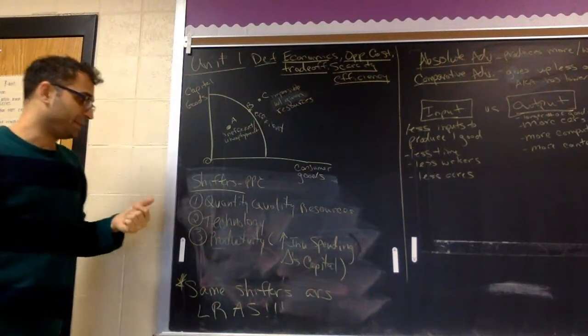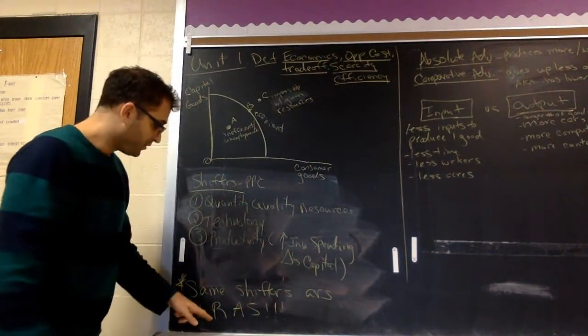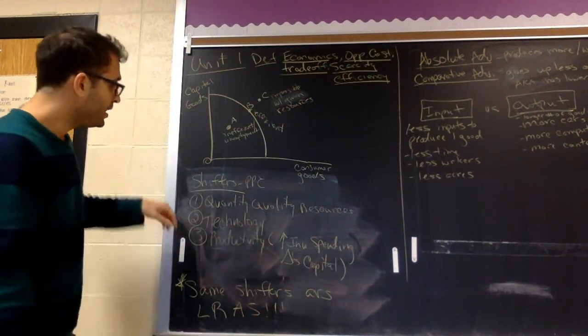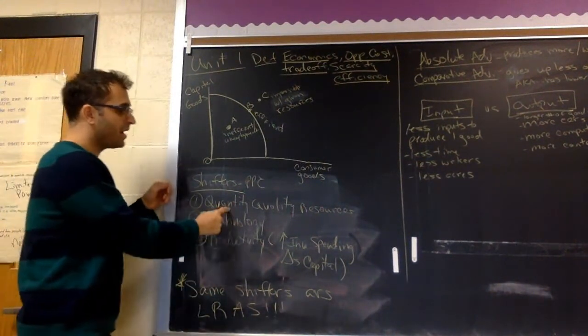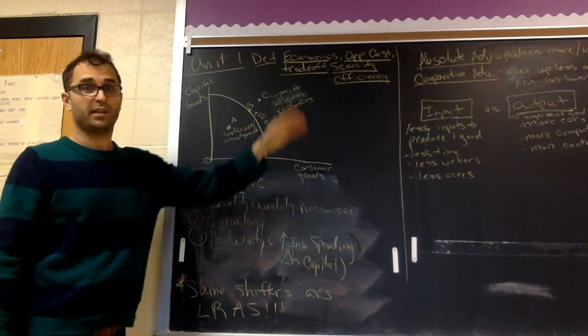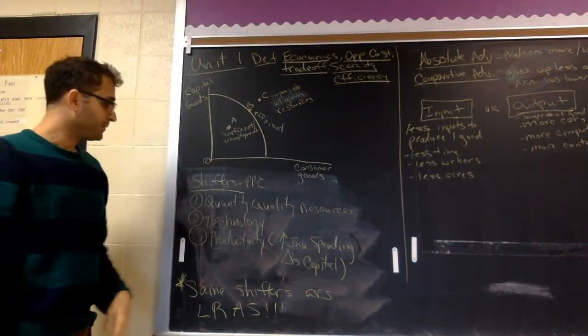The shifters of the PPC are the same shifters from units 3 and 4 of the long-run aggregate supply. So I put an asterisk down there to remind you. What are the shifters of the PPC? Quantity and quality of resources. If they get better, the PPC can shift outward and increase. If something happens negatively towards them, then it will decrease.